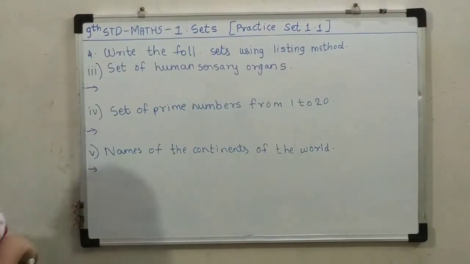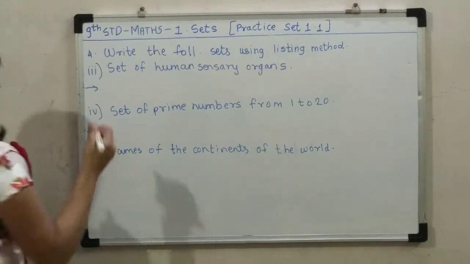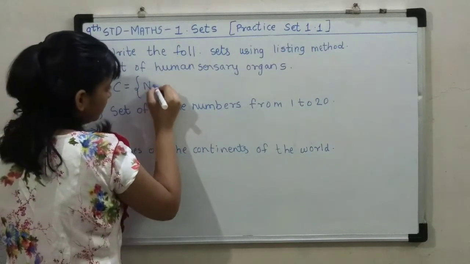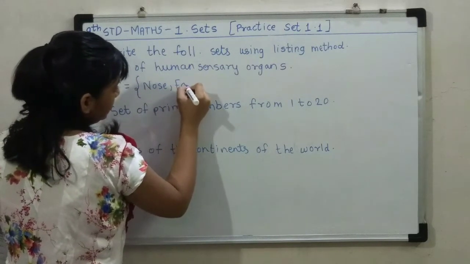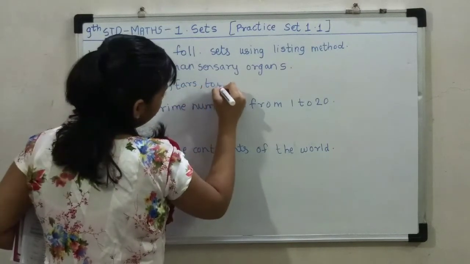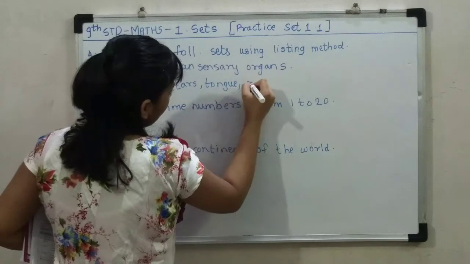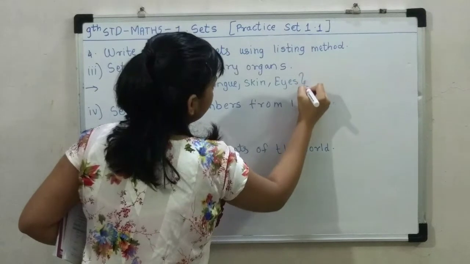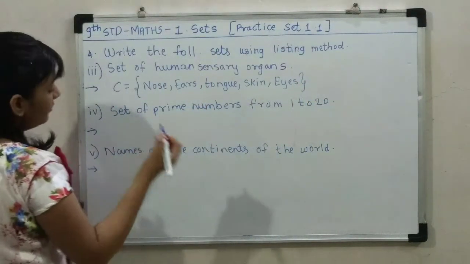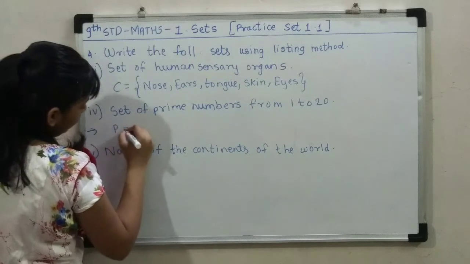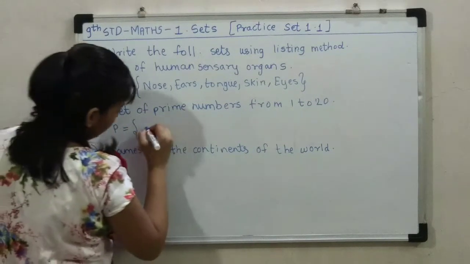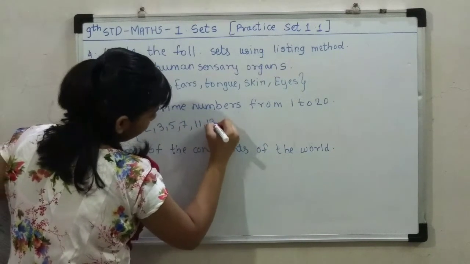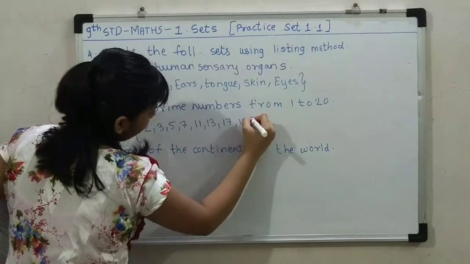The third sum is set of human sensory organs. So suppose set C is equal to human sensory organs like nose, ears, tongue, skin and eyes. Then set of prime numbers from 1 to 20. Then set P is equal to prime numbers 2, 3, 5, 7, 11, 13, 17 and 19.